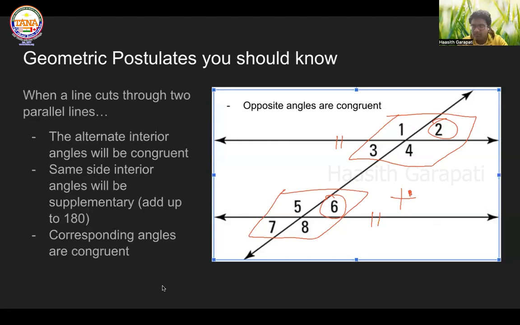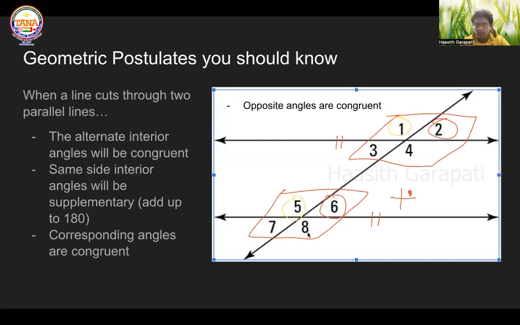Anyway, sorry, my throat's a little bit stuffy. But yeah, so angle 2 and 6 are congruent to each other because they are corresponding. And in that same way, angles 1 and 5 are congruent to each other.